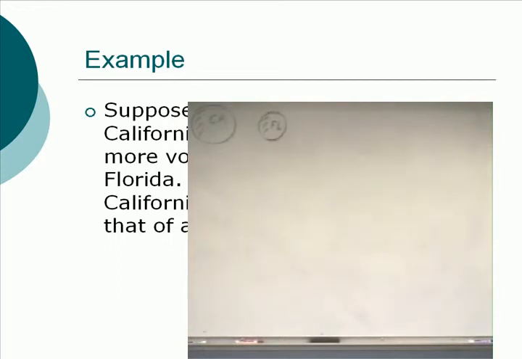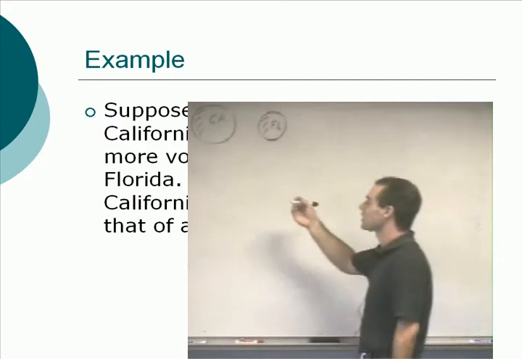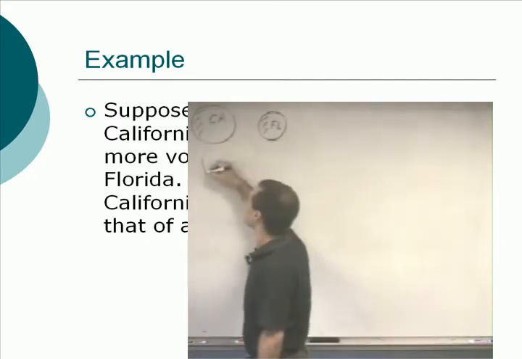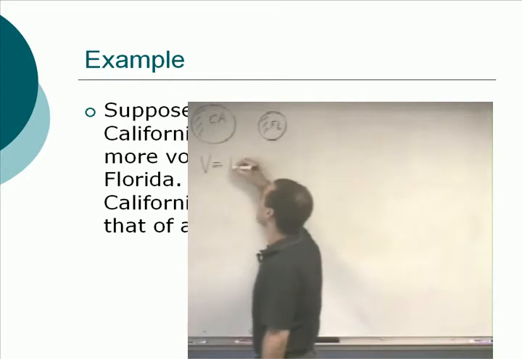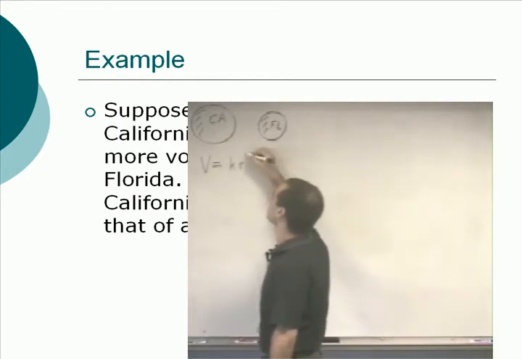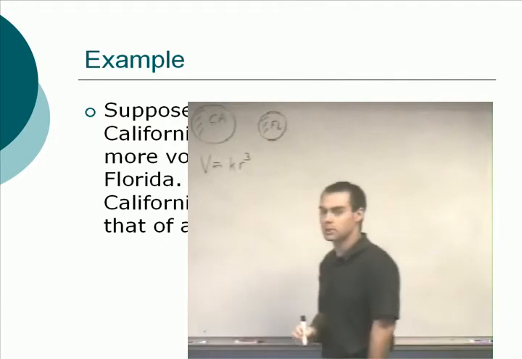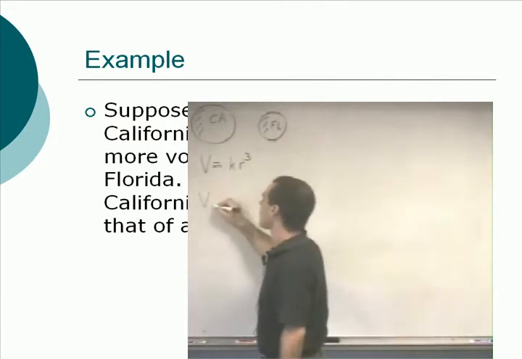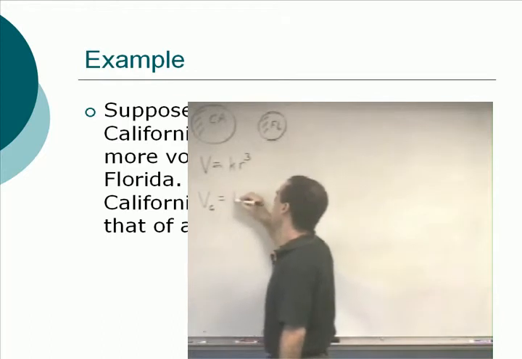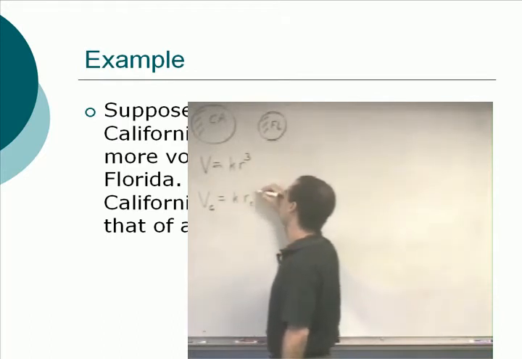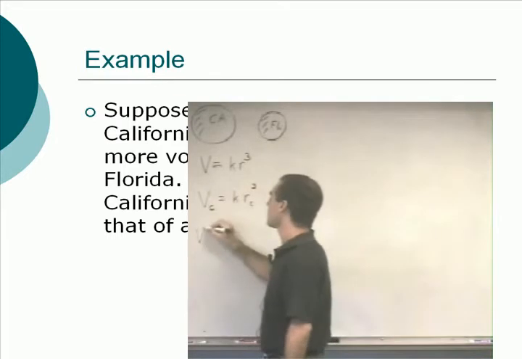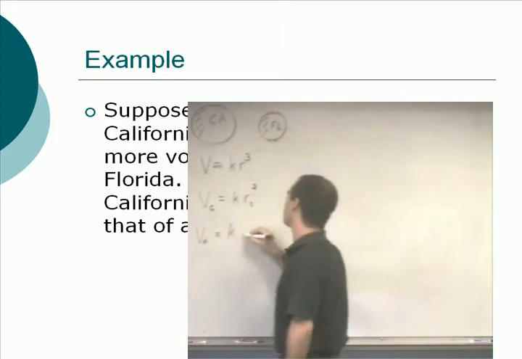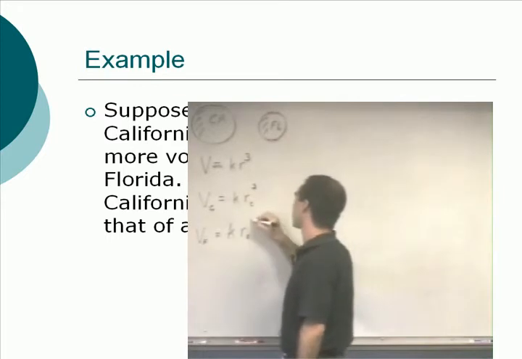So here's what we know. First of all, write your relationship. We already established a minute ago that the relationship between volume and radius is volume equals K times what? R cubed. So then we can say a couple of things. The volume of a California grapefruit is equal to K times the radius of a California grapefruit cubed, and the volume of a Florida grapefruit equals K times the radius of a Florida grapefruit cubed.